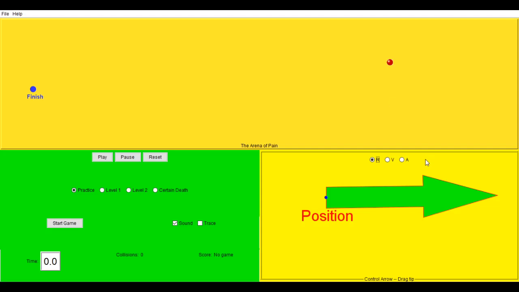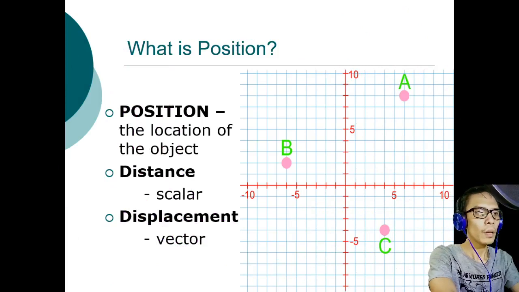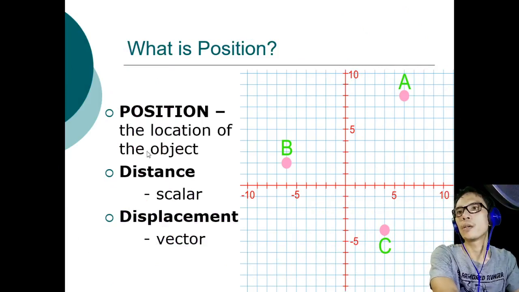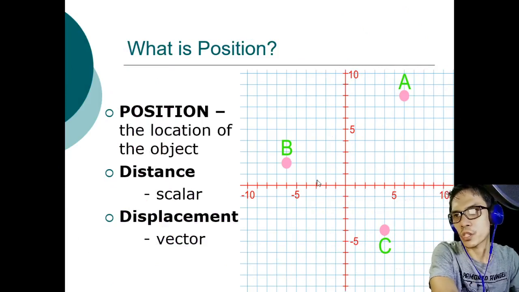All right, so that is the position vector in this simulation. So let's go back to our presentation. In this graph that we have right here, we will use some Cartesian plane.